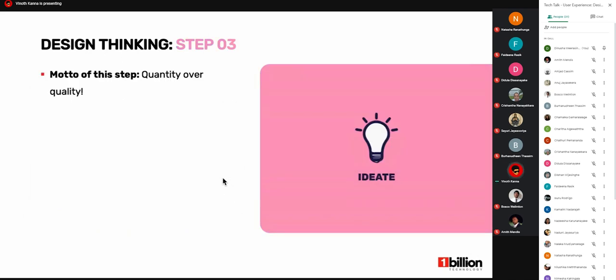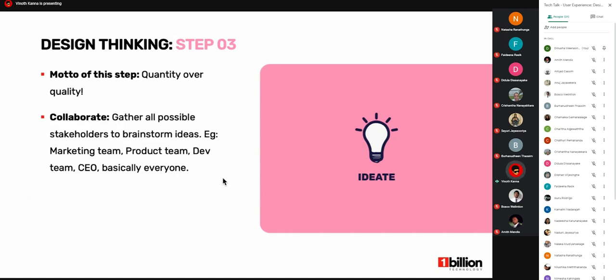So the step number 3. Basically, the motto of this step is quantity over quality. Every member of any stakeholders who are a member of the product can get involved and give ideas. Depending on the previous steps, if this person's age is 25, we may need to add something in the system, maybe gamification that entices him. So like I said, get all the possible stakeholders to brainstorm ideas. It can be anyone in the product.